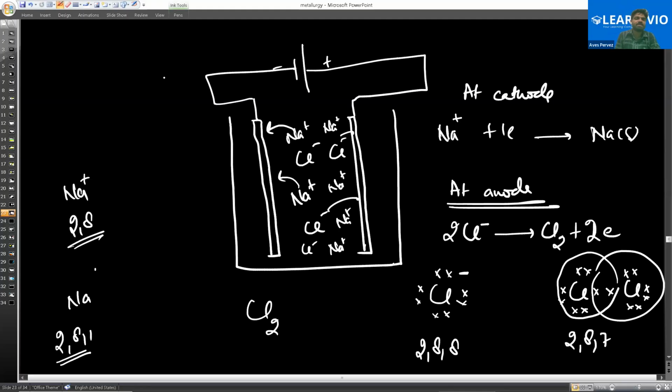So the overall reaction here is 2NaCl solid, it gives you 2Na plus Cl2. Got it? Yes or no? Got it? Why did we do this whole process though?